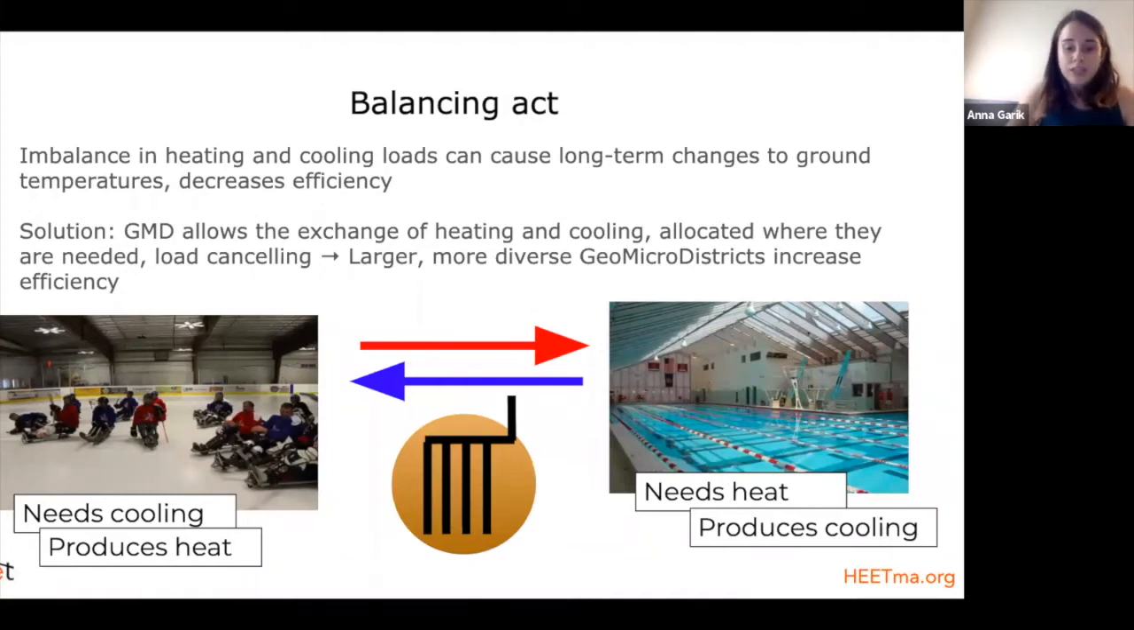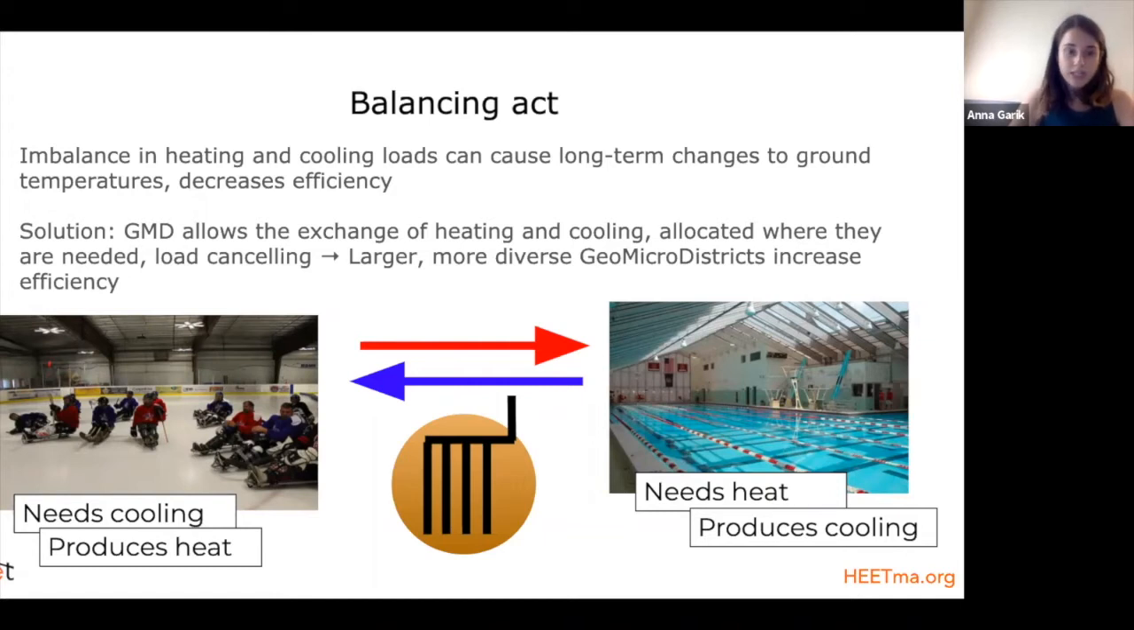Geomicrodistricts have a little bit of a balancing act. It's important to have balance in the heating and cooling loads, because if you're sending too much of one into the ground, it can cause long-term changes to ground temperatures. For example, if you're sending too much heat there and less cold, then the ground is gradually going to get warmer, and that will decrease the efficiency of the system.